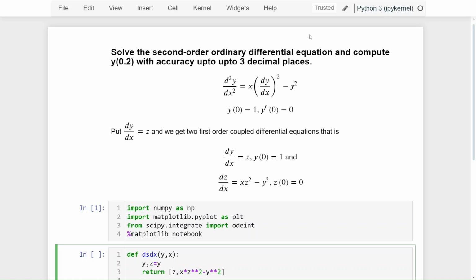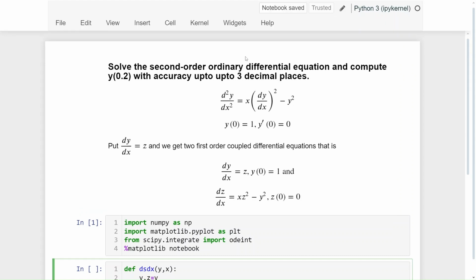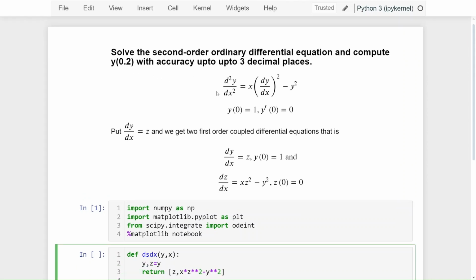In today's video we will talk about how to solve a second order ordinary differential equation using SciPy. Here we have our equation: d square y by dx square is equal to x (dy over dx) whole square minus y square. We have to solve this second order ordinary differential equation with these initial conditions. So how are we going to do it in Python?